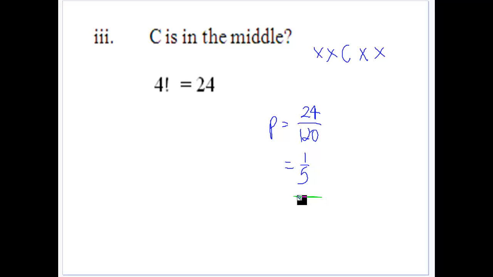Well, you can think about that one in a different way as well. What's the probability of C being in the middle? Well, it's got one spot out of the 5 that it has to be in. So one favourable situation out of the 5 it can be in, 1/5. So you can think of it that way as well.